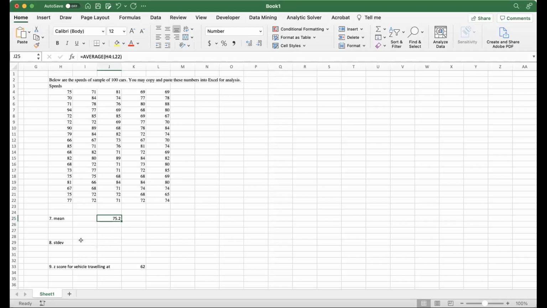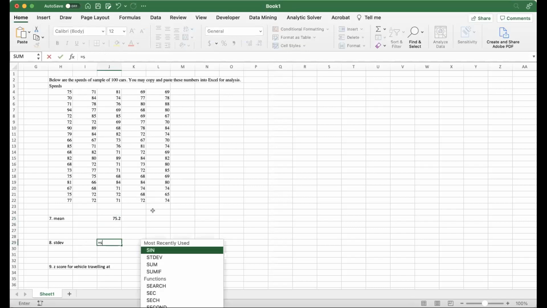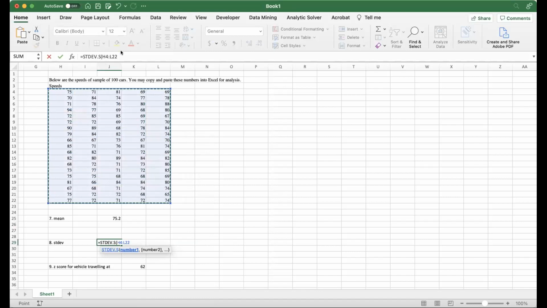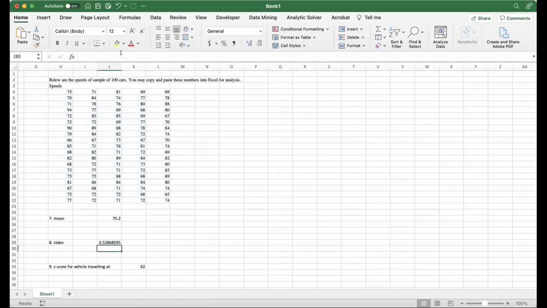Okay, so now we can move on to number 8. Number 8 is asking what is the standard deviation? Since this is a sample, right? It says below are the speeds of a sample. We have to make sure to use stdev.s. So .s stands for sample. So we're going to click here and we're going to put all of our data. And there we go. And for this problem, it's asking for 2 decimal places, so we can use that feature that we just talked about in the other problem. So let's do this. There we go. 6.53.